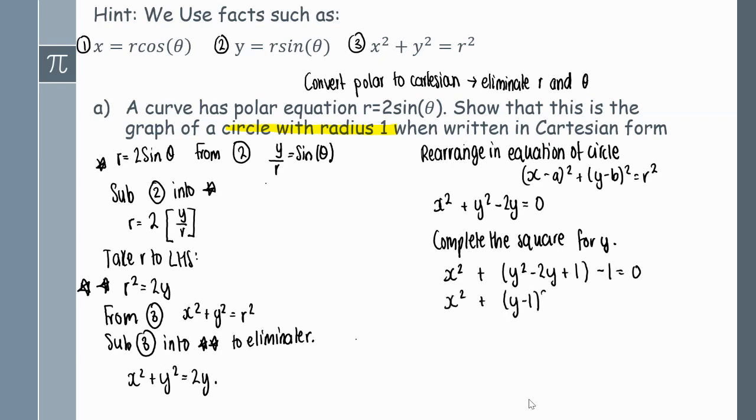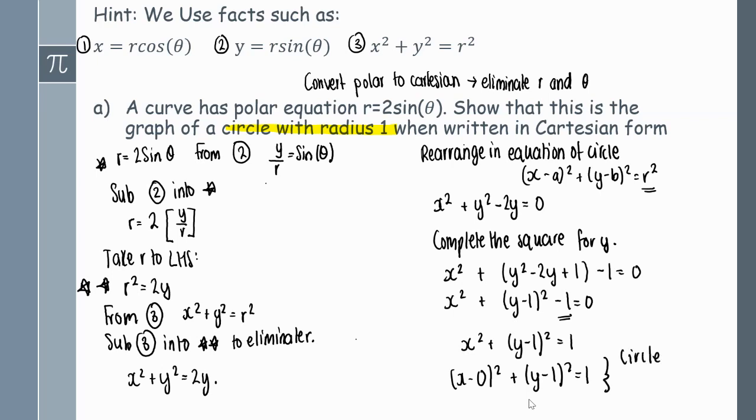Then this y squared minus 2y plus 1 is a perfect square. It becomes y minus 1 squared. Of course, I have that minus 1 hanging over the end, so let's move it to the other side, and I'll get x squared plus y minus 1 squared equals 1. This is the form of a circle. x minus 0 all squared plus y minus 1 all squared equals 1. The center of this circle is 0, 1. And the radius is the square root of the number on my right-hand side, or the square root of 1, which is 1. That's what we had to show.